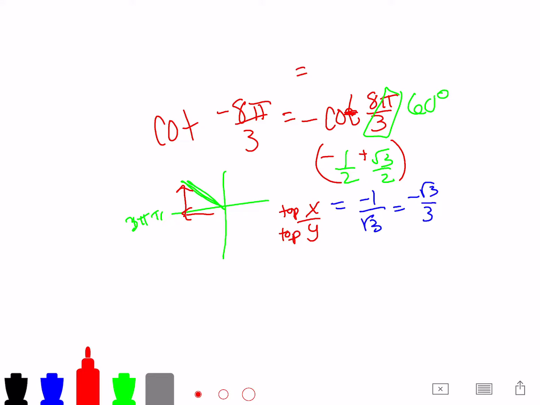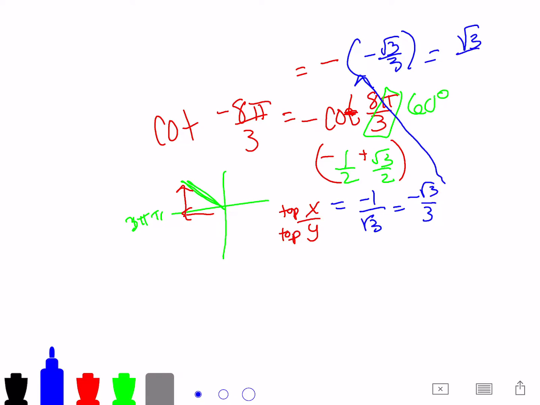So in our answer, I'm going to write it above here. We have the negative of our answer up here, -√3/3. So that gives us +√3/3 as our final answer.